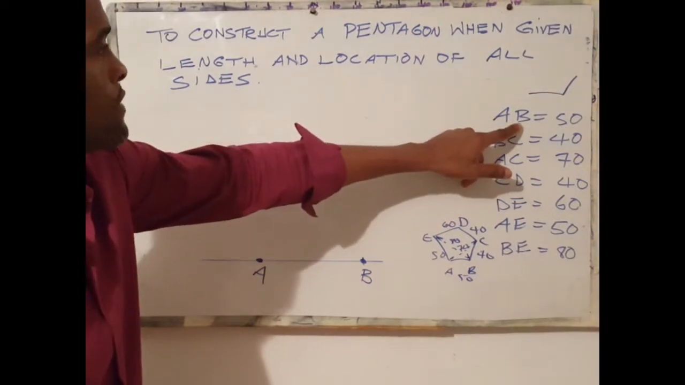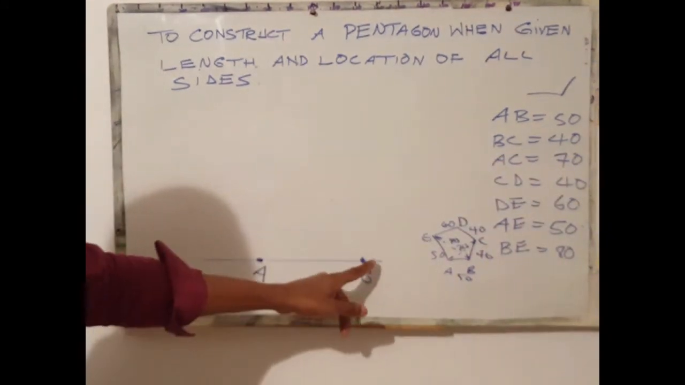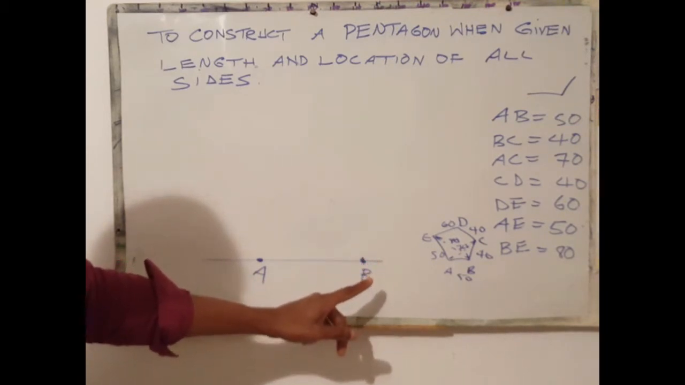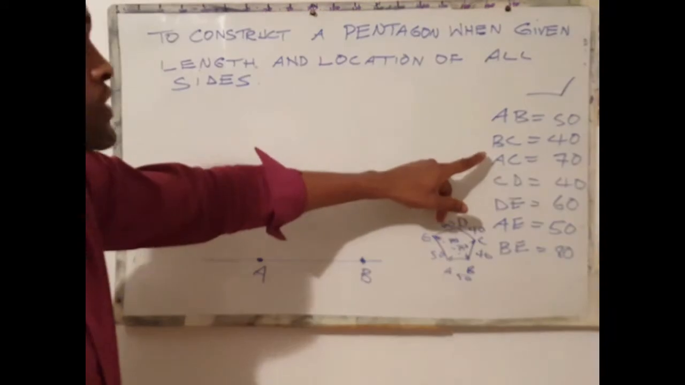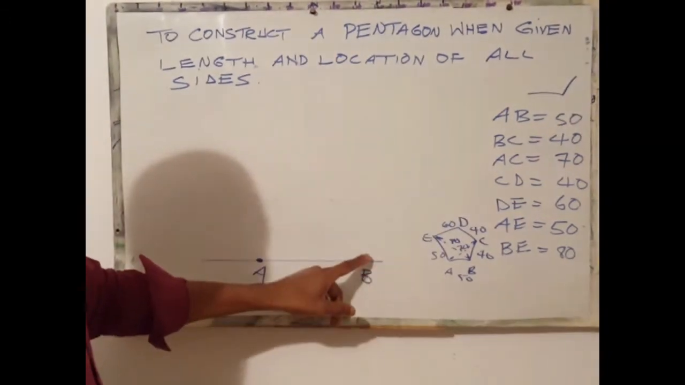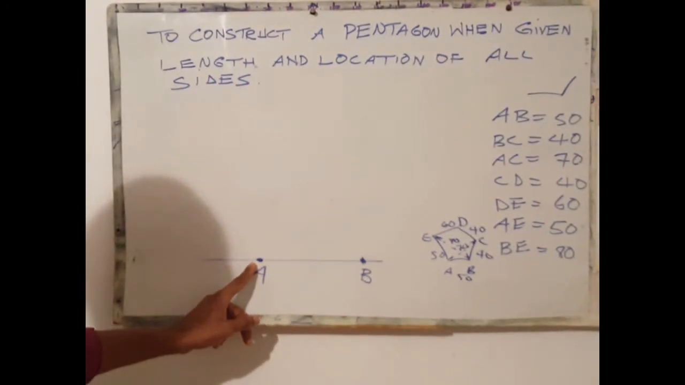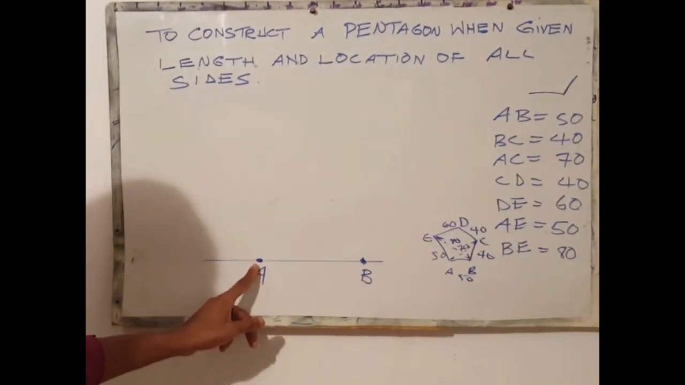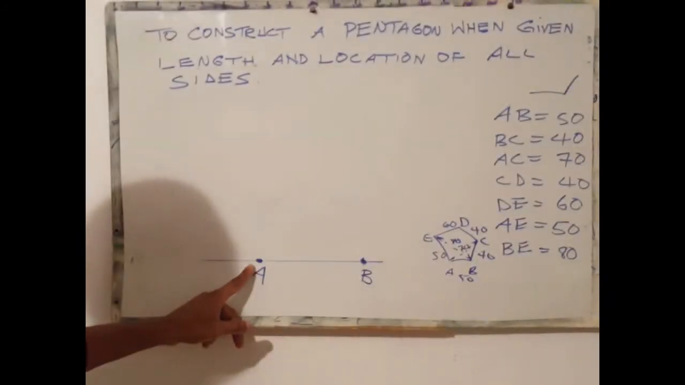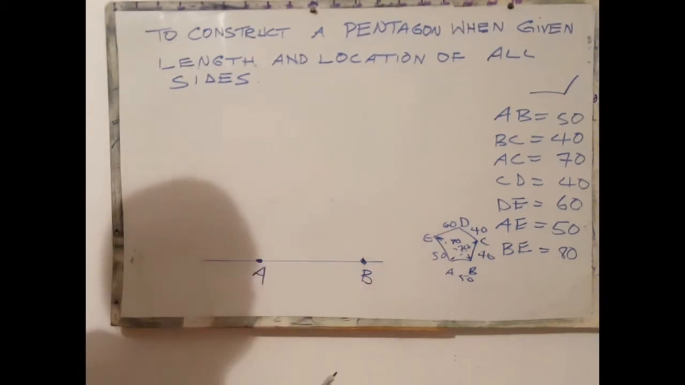So AB is 50 millimeters, BC is 40 millimeters, and we have no angle for angle ABC. It means therefore that C has a radial distance of 40 millimeters from B and also a radial distance of 70 millimeters from A. So we must scribe two arcs, from A and from B. At the point where both radial distances meet is our point C.